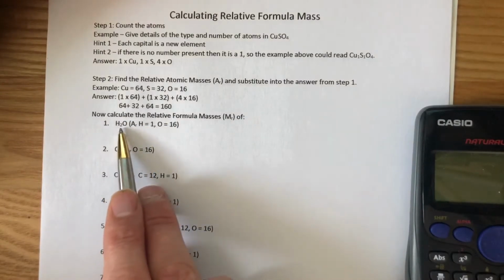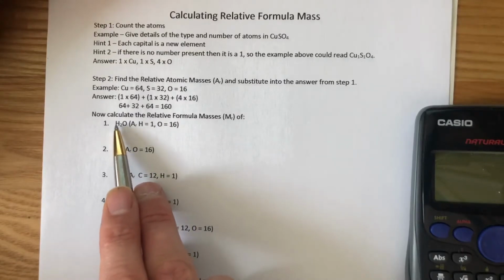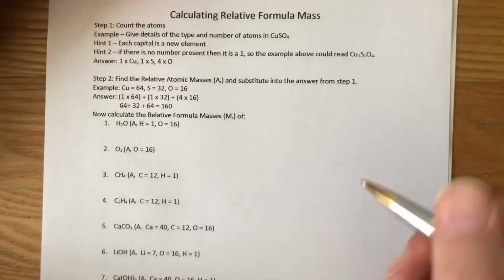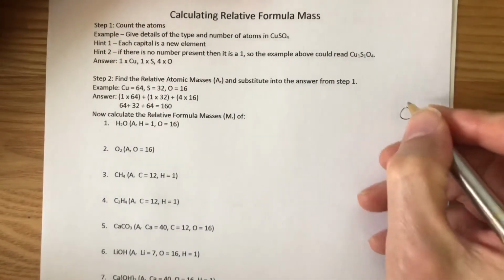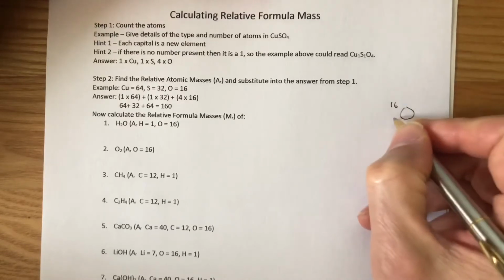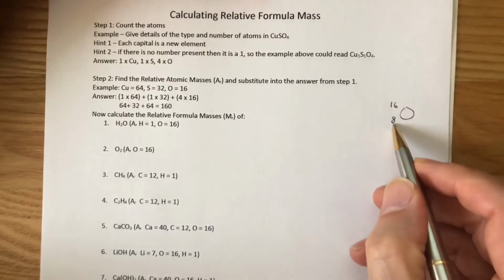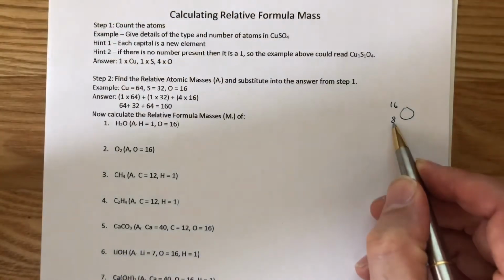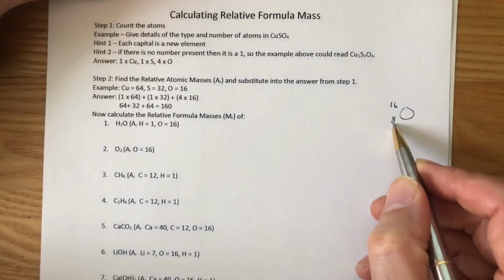Now to do that, we need the relative atomic masses of the hydrogen and the oxygen. Those relative atomic masses are found on the periodic table. So if you were to look at oxygen on the periodic table, it would look like this. It would have an O for the oxygen, a 16 up there, and an 8 down there. Now the bottom number is the atomic number, tells us the number of protons in the nucleus, and therefore the number of electrons on the shells surrounding the nucleus.